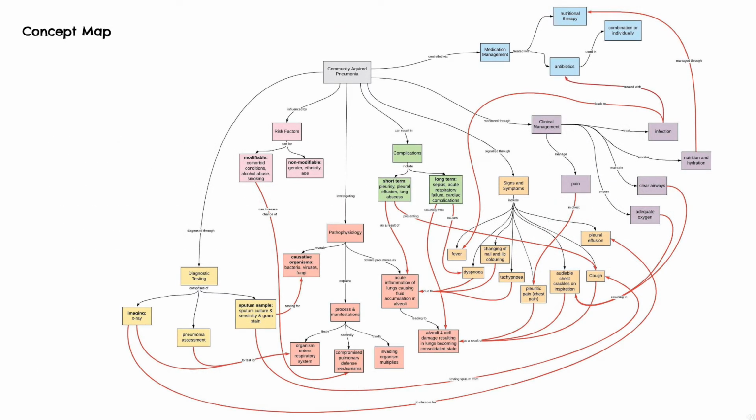As evidenced, a concept map was developed to clearly identify all areas of community-acquired pneumonia. Links between all components of community-acquired pneumonia have been identified and marked. Pathophysiology, risk factors, signs and symptoms, diagnostic testing, clinical management, medication management, and complications were all included and linked appropriately. The following slides will deliver further detail into these areas, how they are interlinked, and their relationship to community-acquired pneumonia.